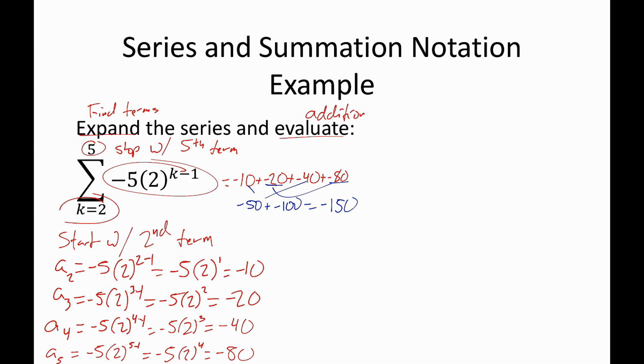Again, you could just go through and add them as you go. So negative 10 plus negative 20 is negative 30. Plus negative 40 gives us negative 70. Plus negative 80 gives us negative 150. Doesn't matter what order you add them in. Remember, addition is commutative, so you can move things around and add them in whatever order you want. Regardless of what you get or which way you do it, you should end up getting negative 150.